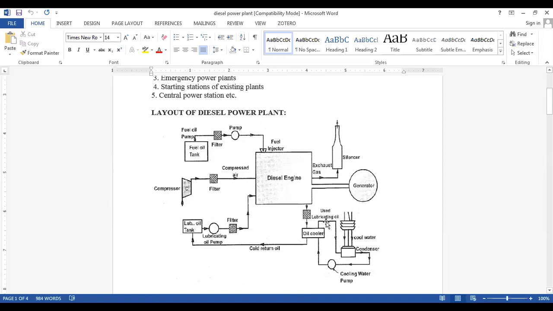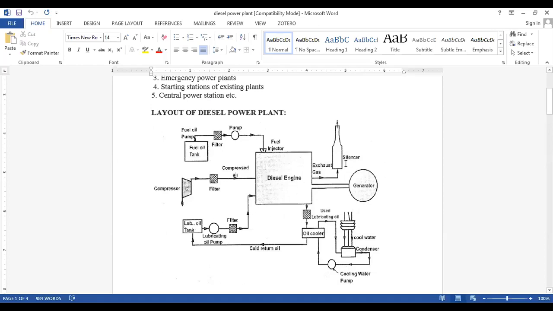Also this cooling system controls the temperature within the diesel engine. If the temperature inside the diesel engine increases too much, to control it, there is this cooling system.